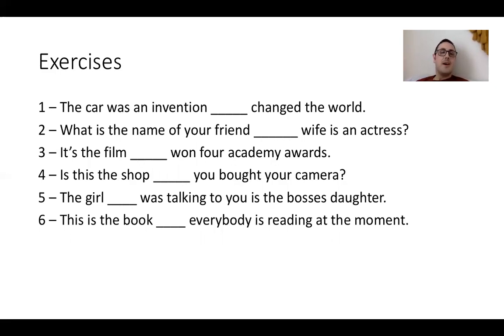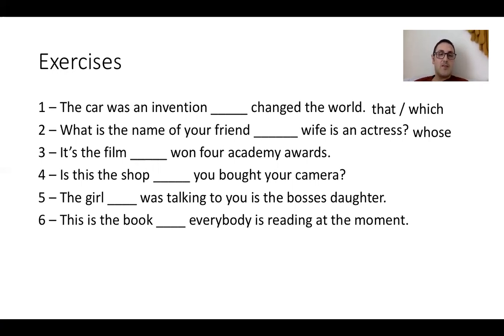All right, so the car was an invention. Now, what is the car? It's a thing, right? So the car was an invention, you could say that changed the world or which changed the world. So if you got that, it's correct. Okay. What is the name of your friend? And then you have wife is an actress. Okay. Now, when you have wife, it's going to be something connected with belonging to, a possession, of which. In this case, it's going to be whose wife is an actress, because of which. Okay, so just be careful with this.